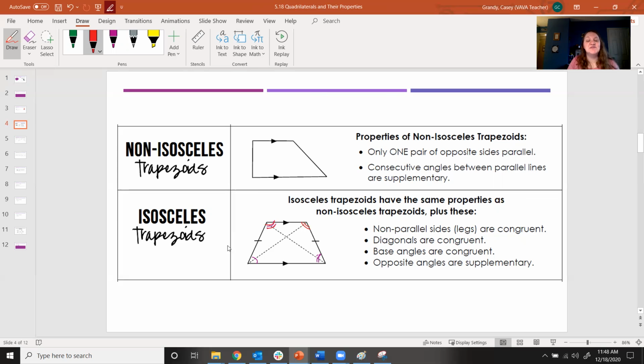I like to think of an isosceles trapezoid as a shape that I could definitely fold. It has a line of symmetry. And I can only fold it one way. I could only fold it in half this way. I would not be able to fold it top to bottom. It wouldn't fold exactly on top of itself.